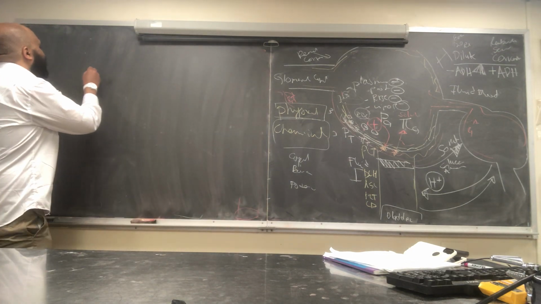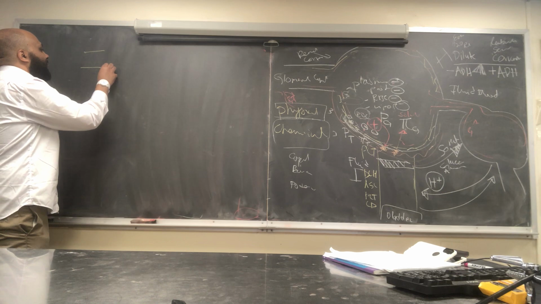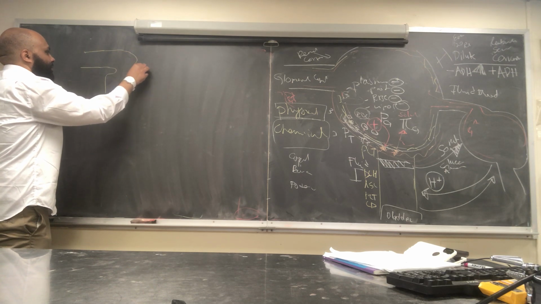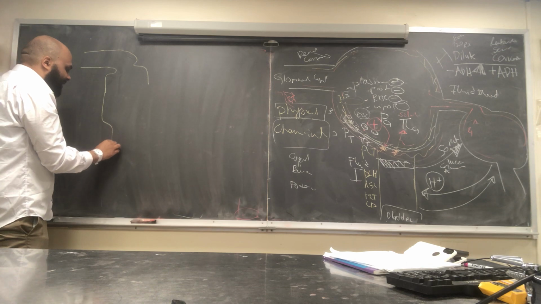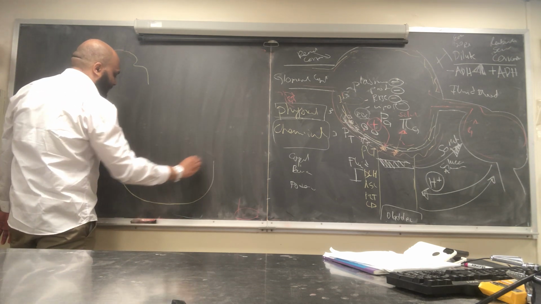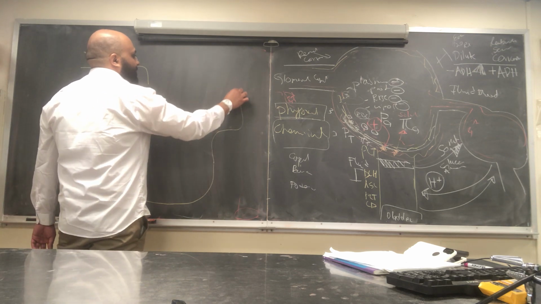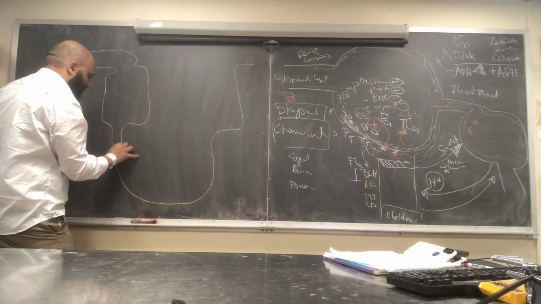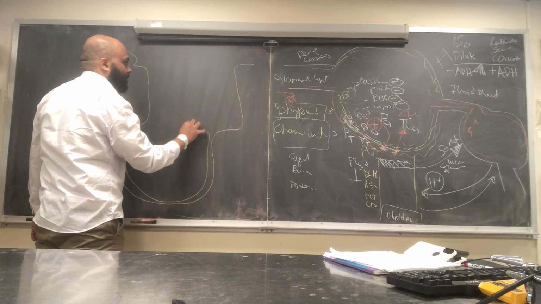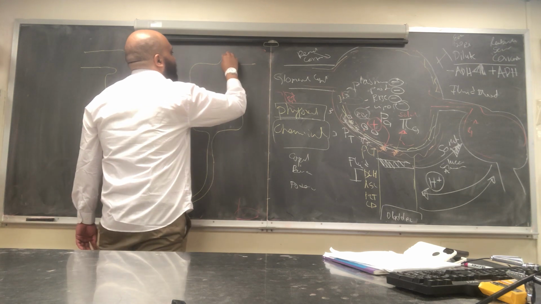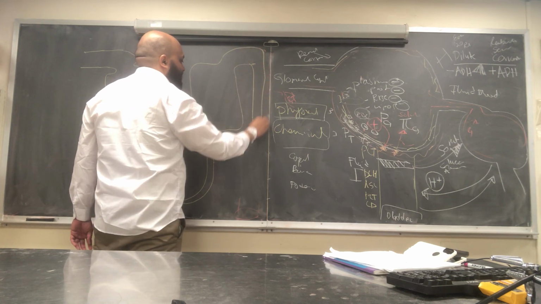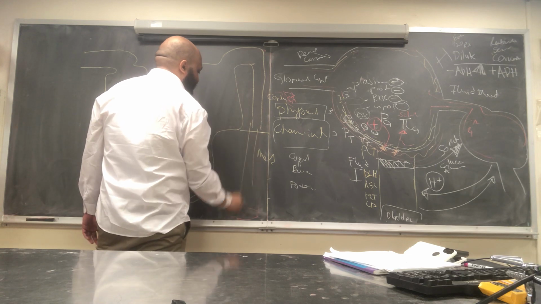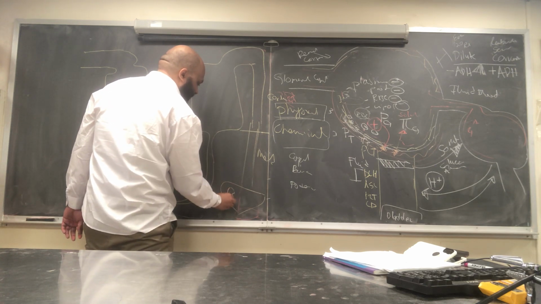So I have the proximal convoluted tubule. Then after that, I have the thick descending limb. Then I have the thin descending limb. Then I have the thin ascending limb. Then I have the thick ascending limb. Then the distal convoluted tubule, then I have two collecting ducts. One is in the cortex, on the top cortex, and one is at the medulla. This is my collecting duct. And now I'm going to send everything into the bladder.